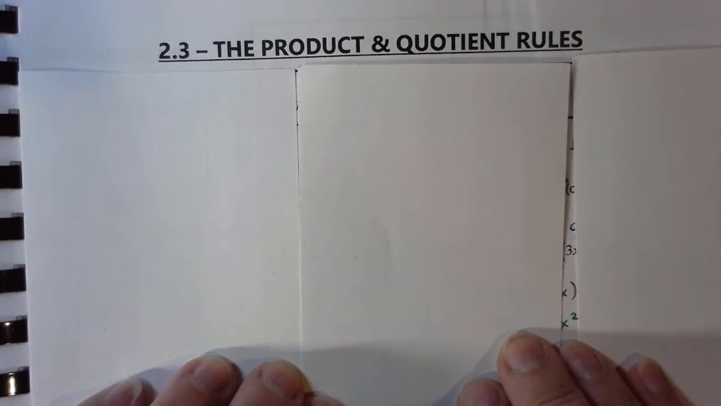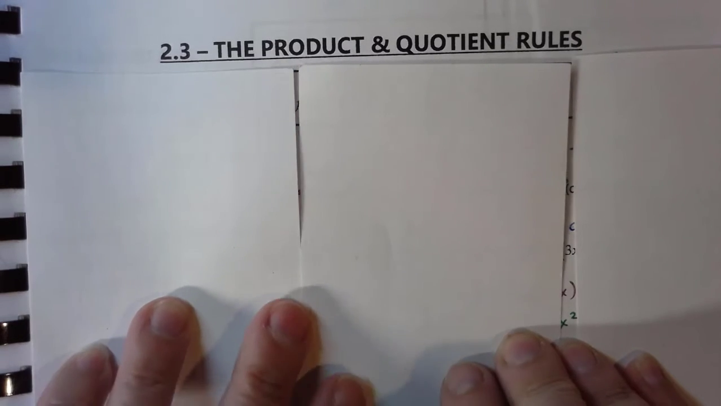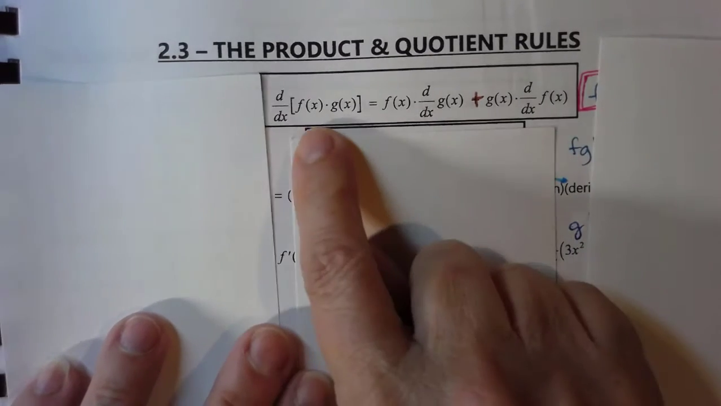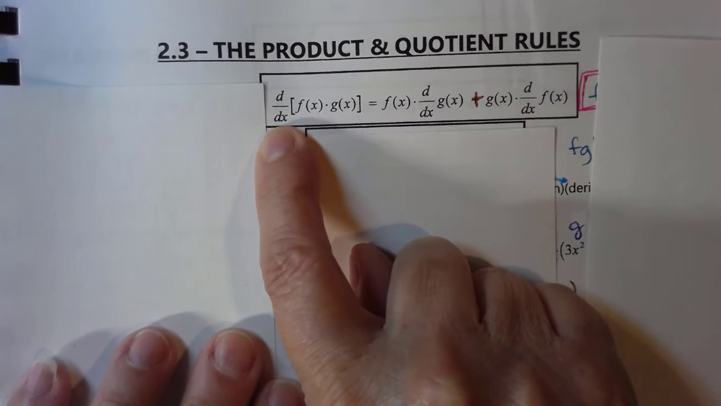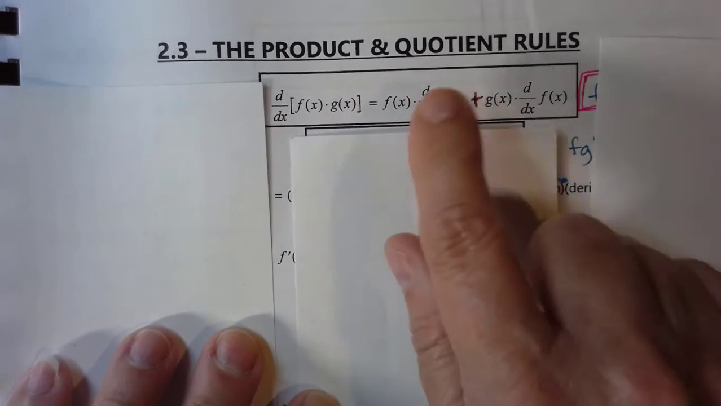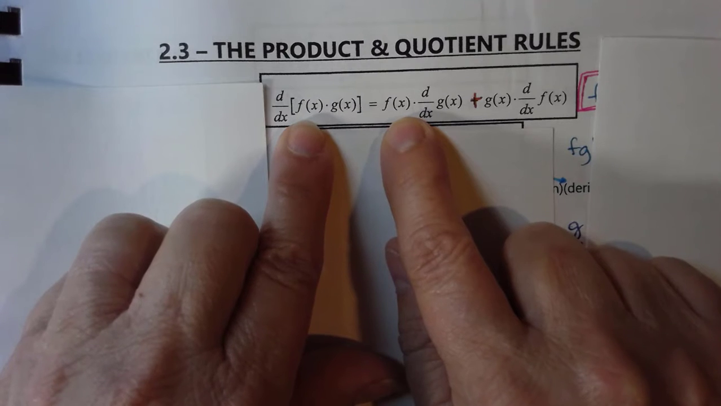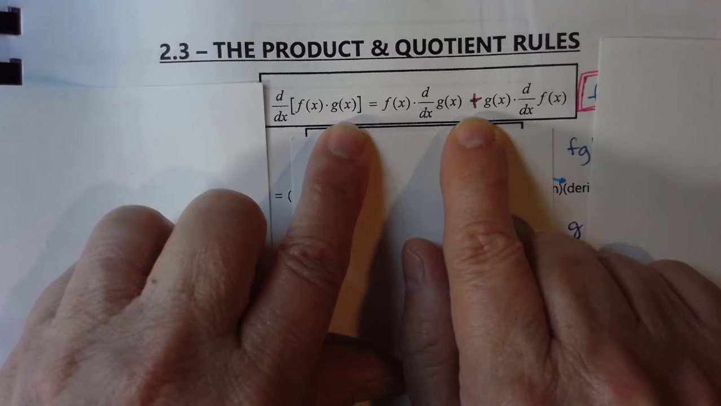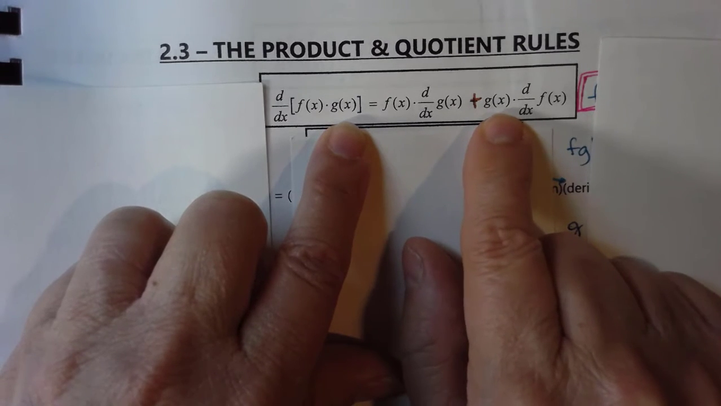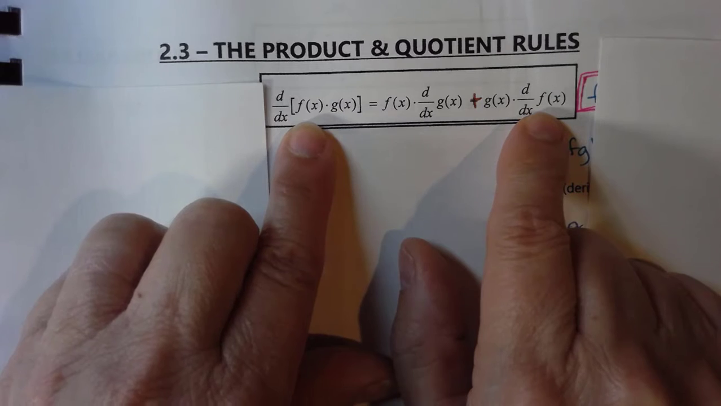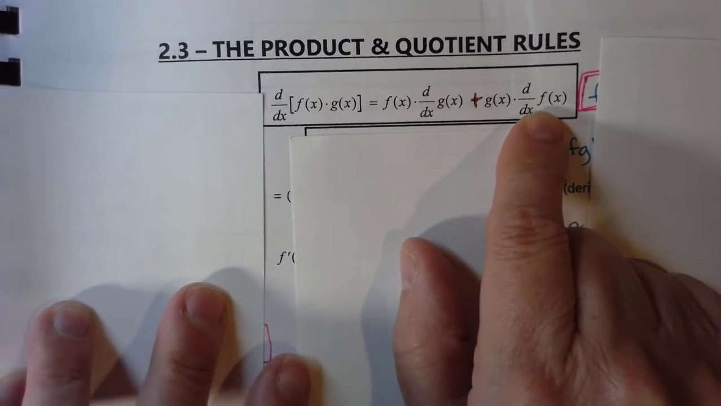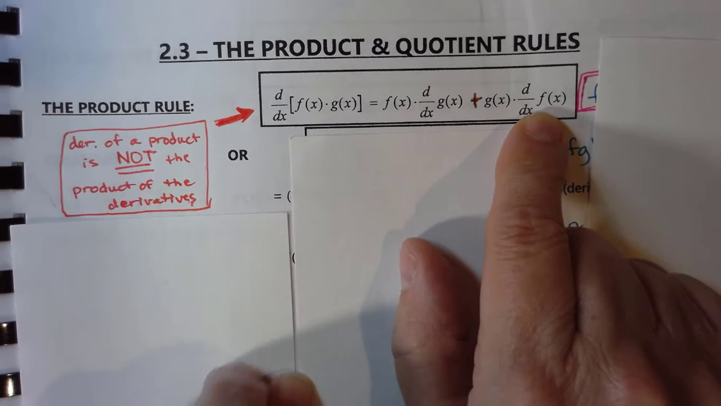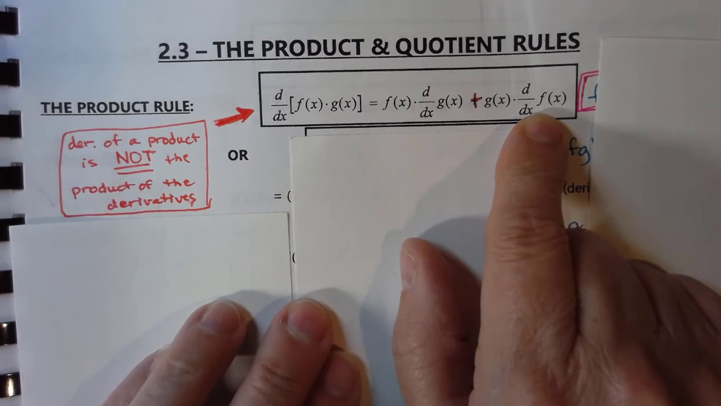The product and quotient rules. We'll start with the product. So if we have a product of functions, the derivative with respect to x of that product is the first factor times the derivative of the second factor plus the second factor times the derivative of the first factor. Now you will note that the derivative of a product is not the product of the derivatives.